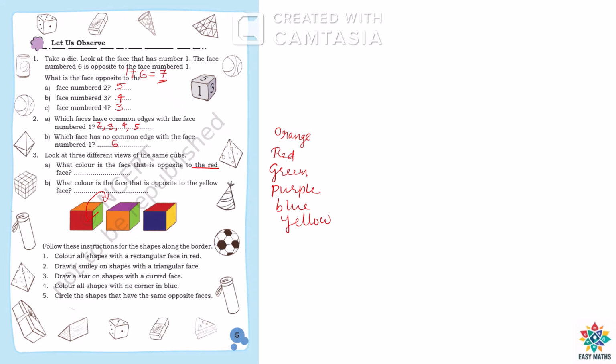It cannot be orange because they are sharing a common edge. And red, come to this picture. Red is sharing an edge with yellow. Red is sharing an edge with blue. And in the first picture, it is sharing an edge with the green. So orange cannot be, green cannot be, blue cannot be, and yellow cannot be. Which one is left out? Purple. So which color will be on the opposite side of red? That will be purple.